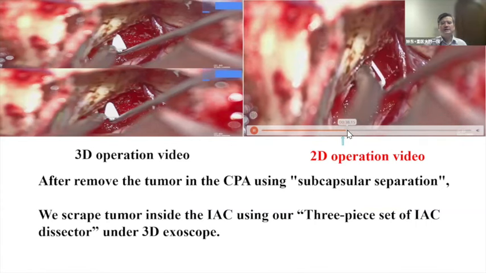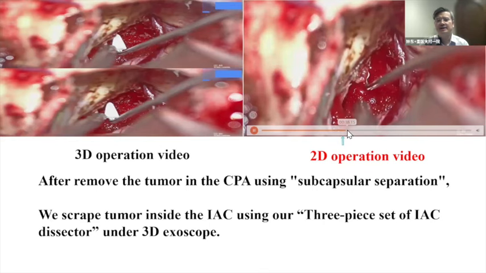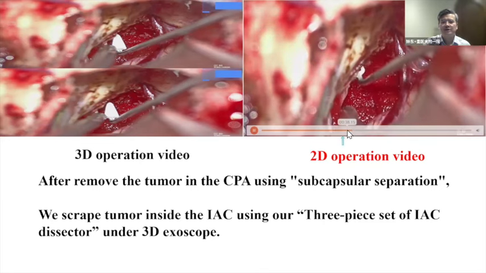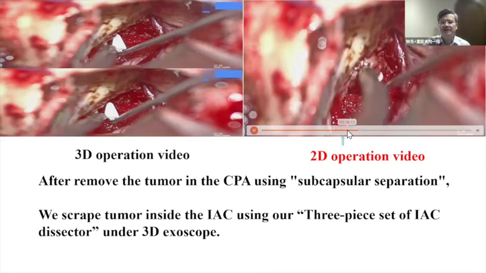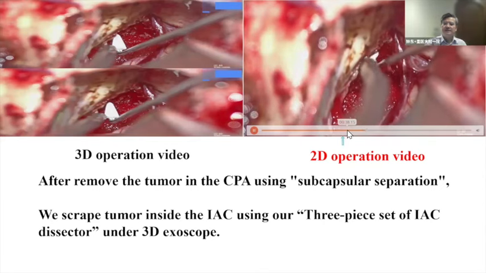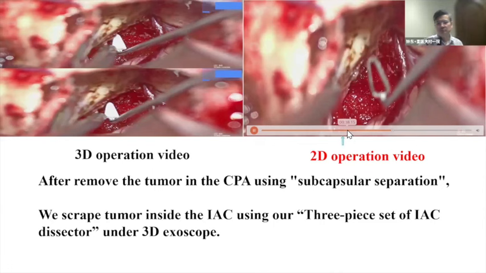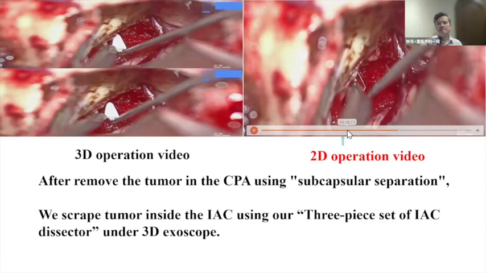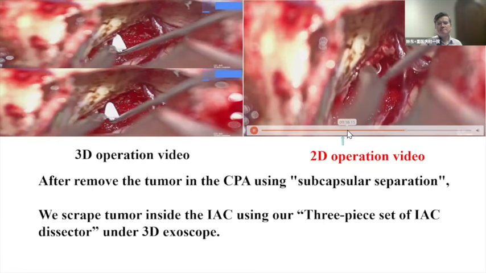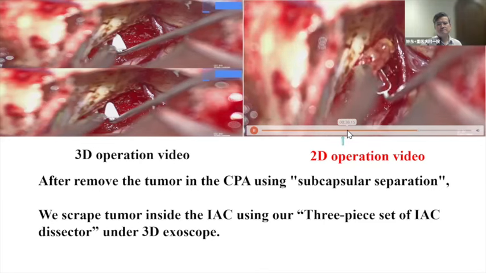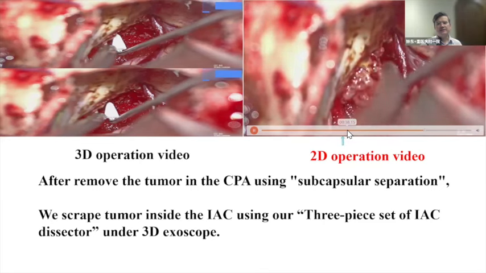After removing the tumor in the CPA, we use subcapsular separation. We scrape the tumor inside the IAC, using our 3-piece set of IAC dissectors under the 3D exoscope. It's safe and effective.